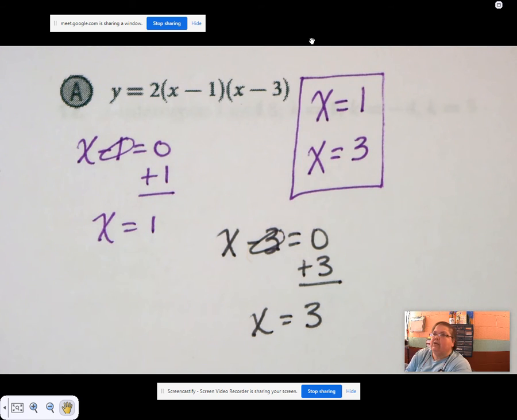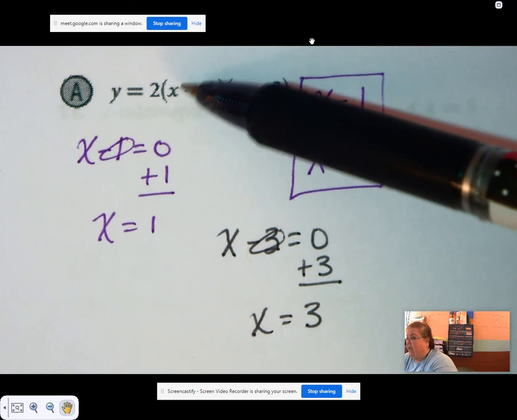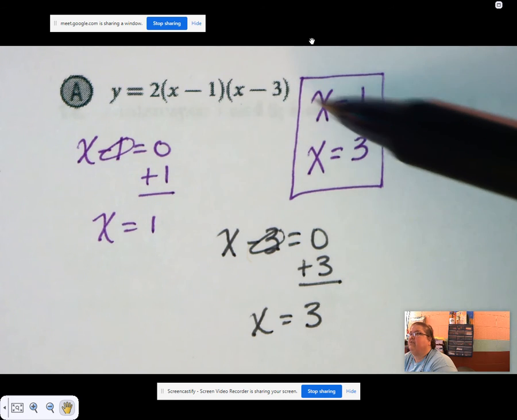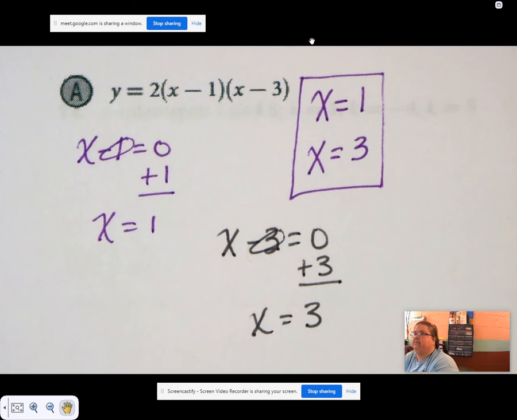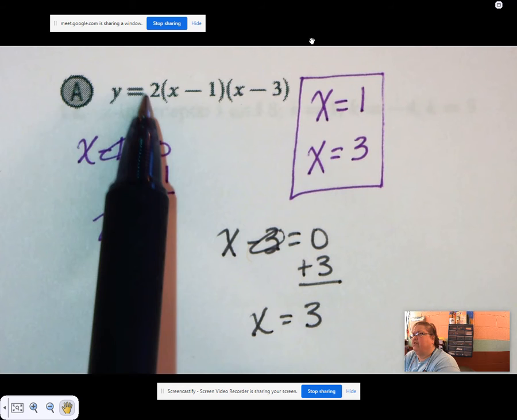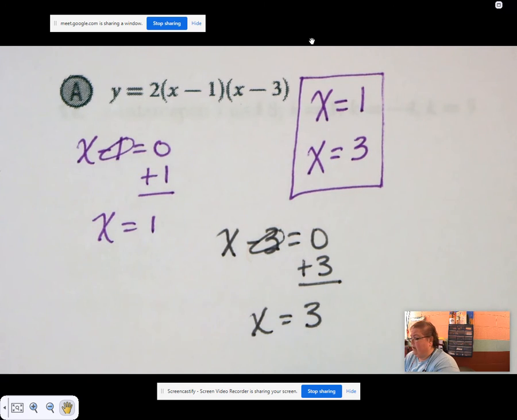Or if you can look at it and say, oh, I know that 1 minus 1 is 0, there it is. I know that 3 minus 3 is 0, there it is. So it's actually the same number, opposite sign, right? That's what we do to get zeros. Okay? So the k value, or the 2, is not a variable, so I don't have to worry about it. All right, let's look at example B.